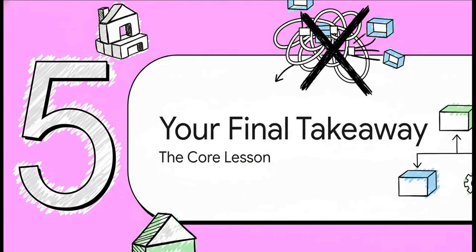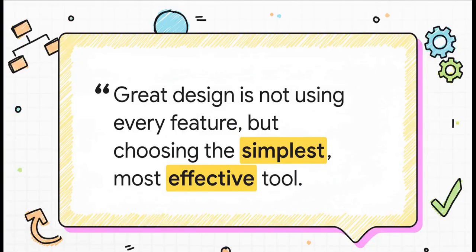So, after going through all of this, the rules in Java, the problems with getting too complex, and the elegant solutions the pros use, what's the one big thing you should walk away with? This quote just nails it. Truly great design isn't about flexing and using the most powerful or complicated feature you can find. It's about having the wisdom to look at a problem and choose the simplest, clearest, most effective tool for that specific job. It's all about making things that last and that other people can actually understand.